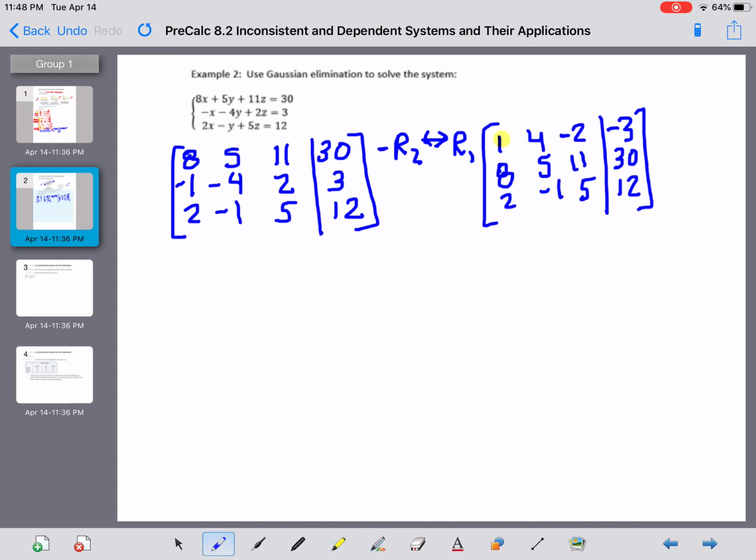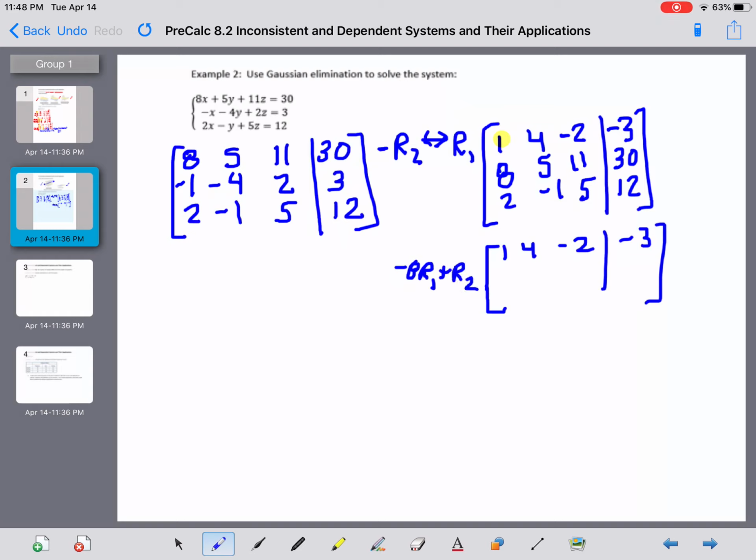So once again, if I'm working with the first column to get zeros underneath it, I want to work with the first row to do that. So I'm going to leave my first row just where it's at. All right, now I would like to turn that 8 into a 0. So I'm going to take -8 times row 1 and add it to row 2 to get my 0.